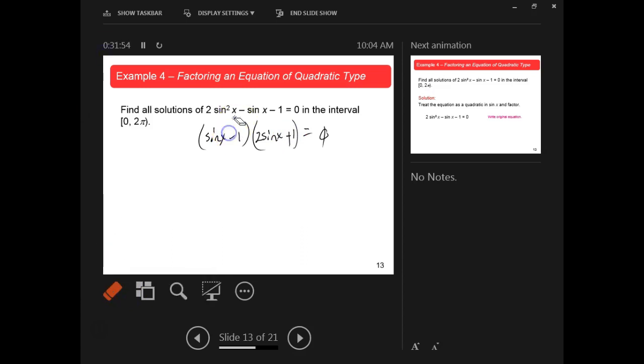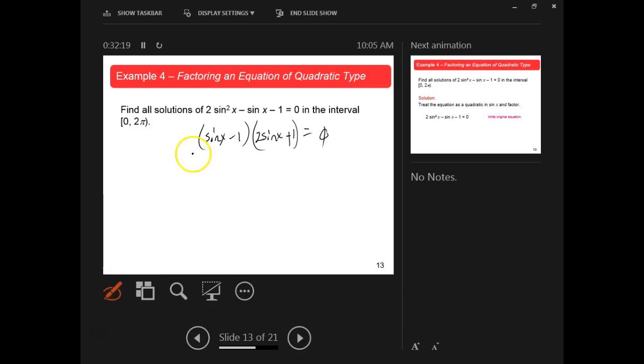Okay? Alright, let's go back and try it again. First, this sine x, not 2 sine x, is still 2 sine squared x. That's good. Now you get plus sine x minus 2 sine x gives you minus sine x, and then you have a minus 1. Yes, that's the correct factorization. Okay, what do we do from that?